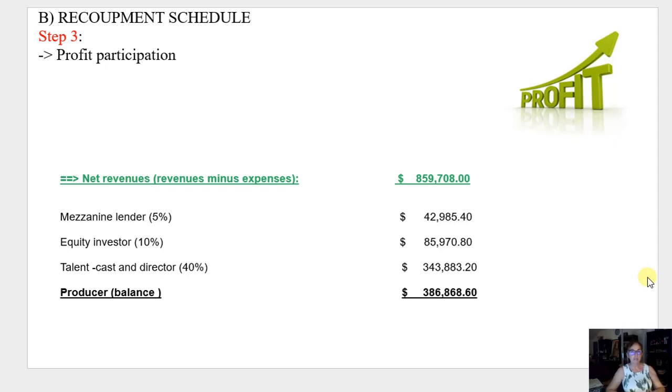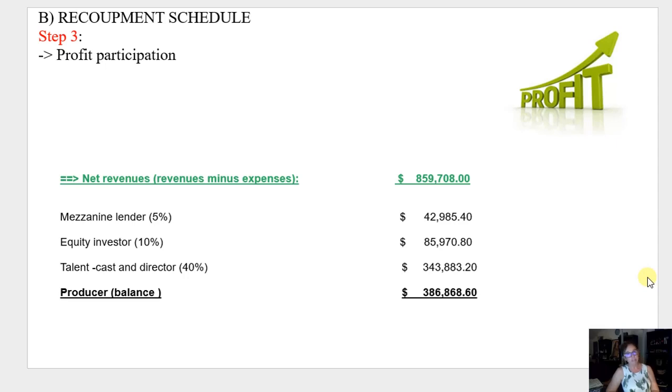Now, profit participations are being paid at the same time to everyone. The recoupment schedule that we did earlier, there you see people being paid and entities being paid in a certain order at a certain time. That is not applicable with profit participation. Here, it's 100% profit cake, and everyone gets their slice. That gets them then altogether to 100%.